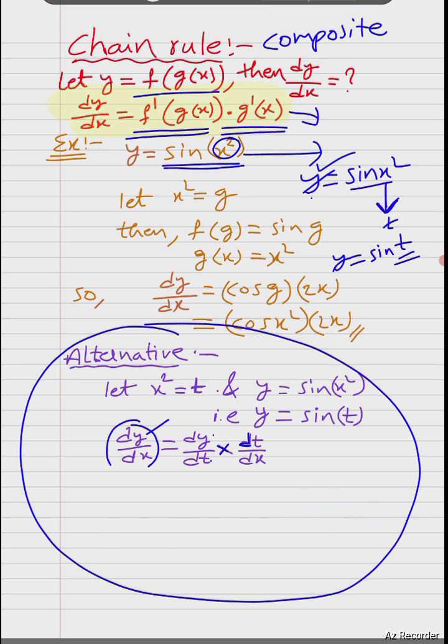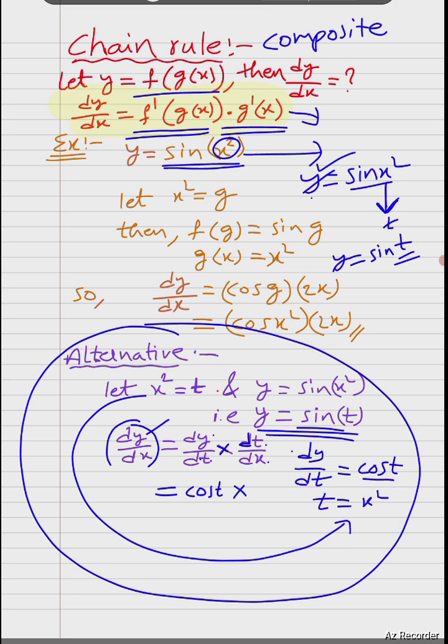Now we have y equal to sin t. What is dy by dt? So y equal to sin t means dy by dt is cos t. So in place of dy by dt, I can write cos t into what is dt by dx? We have t is equal to x square now, isn't it?